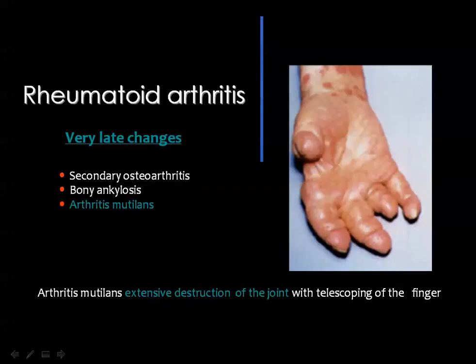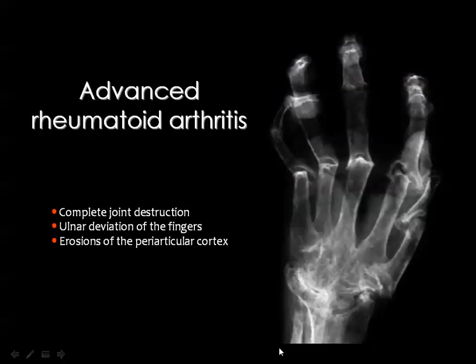The related changes in rheumatoid arthritis will include secondary osteoarthritis and sometimes bony ankylosis and what is known as arthritis mutilans. This arthritis mutilans means that there is extensive destruction of the joint with telescoping of the finger and consequent shortening, as you can see here.